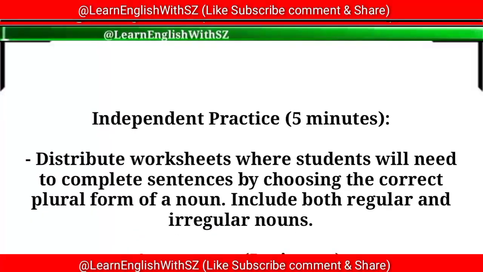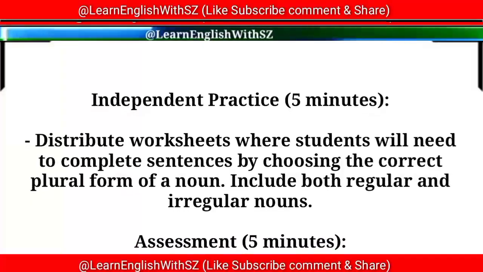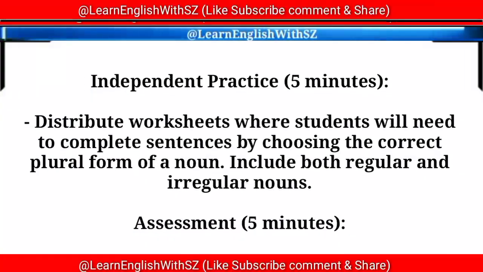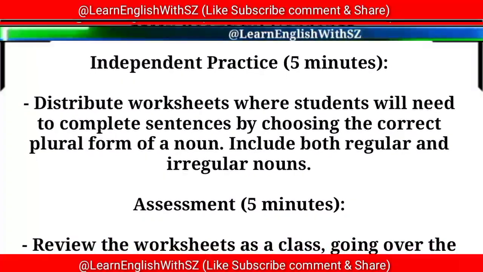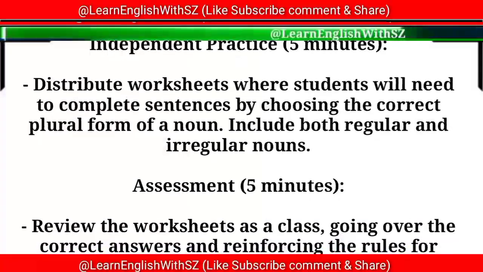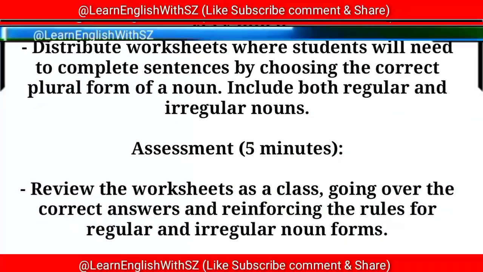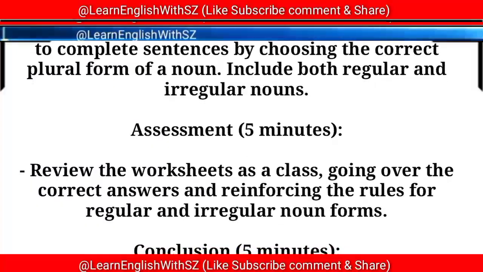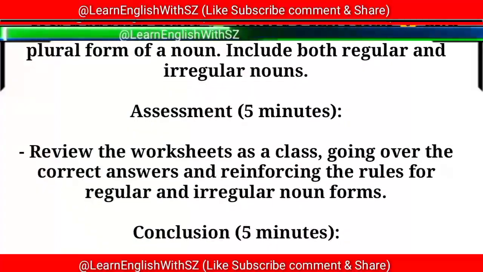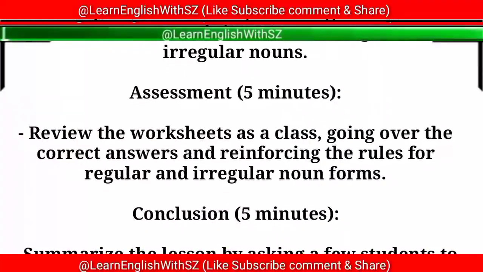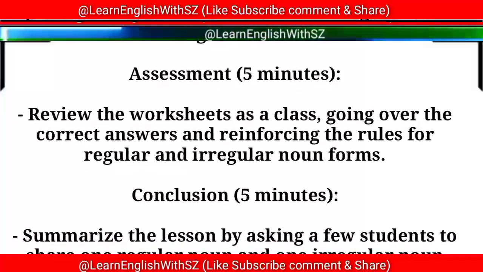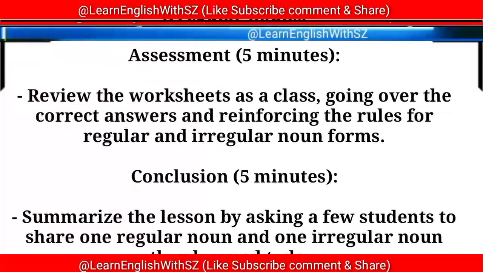Independent practice, 5 minutes. Distribute worksheets where students will need to complete sentences by choosing the correct plural form of a noun. Include both regular and irregular nouns. Assessment, 5 minutes. Review the worksheets as a class, going over the correct answers and reinforcing the rules for regular and irregular noun forms. Conclusion, 5 minutes.